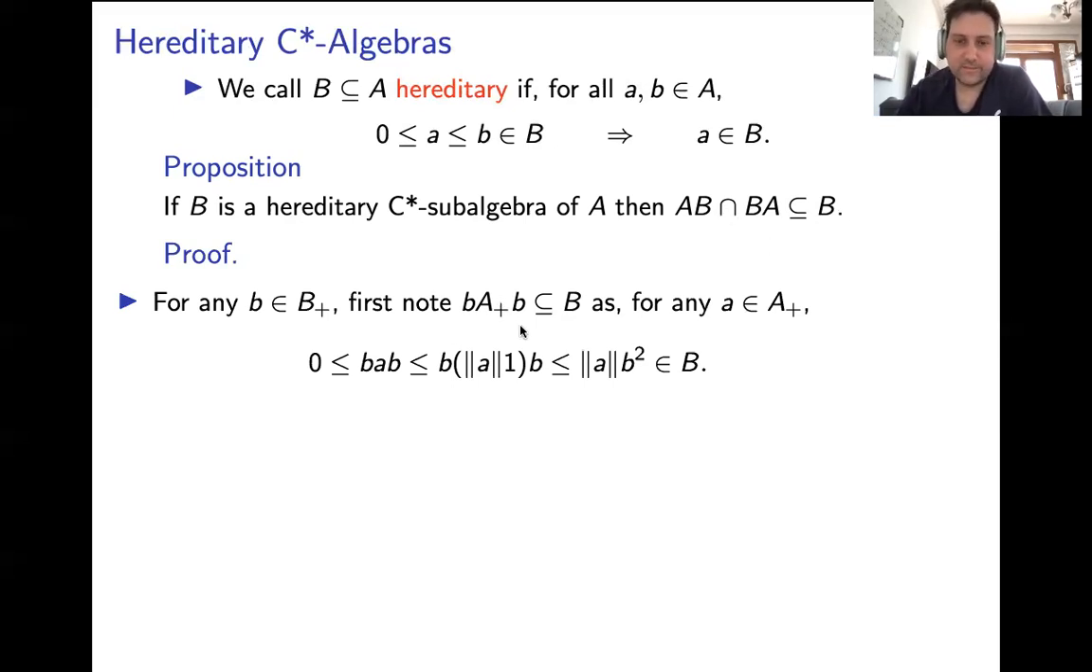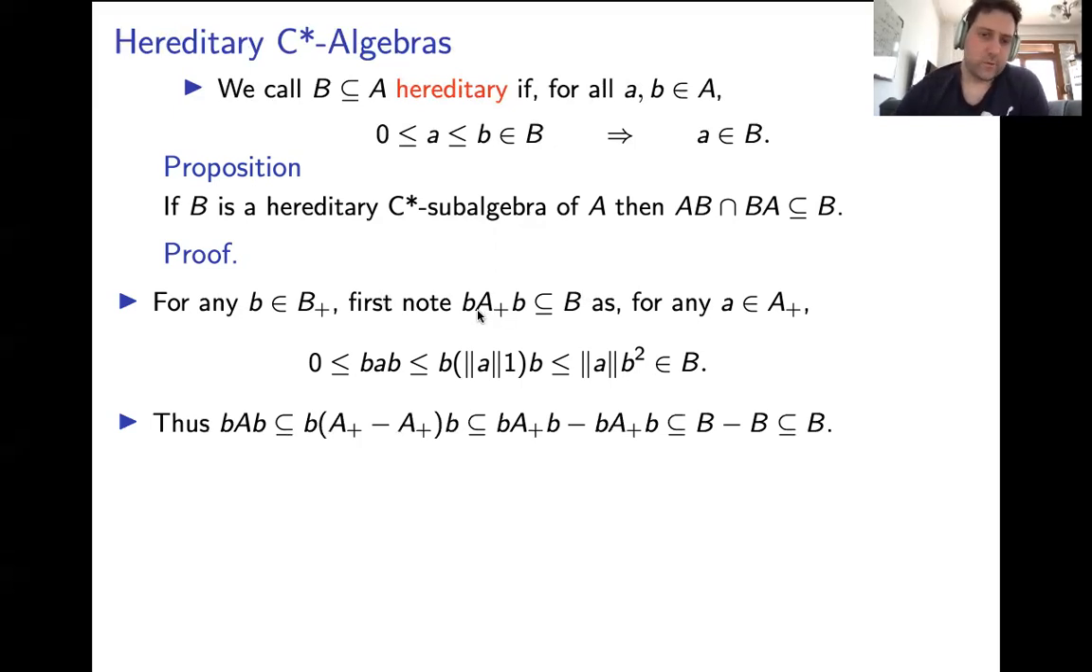So can we prove that? Well, yes, we can. Take any positive element a, and note that this is definitely positive. And because a is below a scalar multiple of 1, where the scalar is just the norm of a, this tells you that it's below some scalar multiple of b squared, right? And if B is a C-star algebra, or hereditary C-star subalgebra, but even just a C-star algebra, it has to be closed under products and scalar multiples. So that has to be within B. Heredity tells you that this also then has to lie within B.